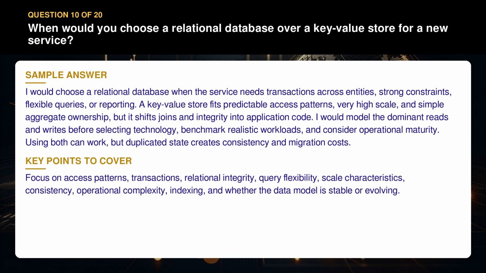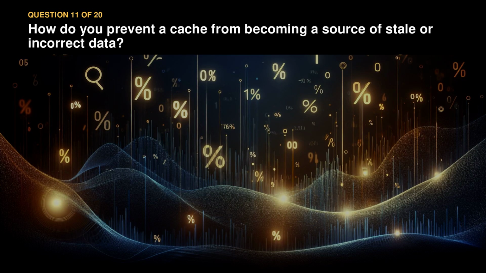Focus on access patterns, transactions, relational integrity, query flexibility, scale characteristics, consistency, operational complexity, indexing, and whether the data model is stable or evolving. Question 11. How do you prevent a cache from becoming a source of stale or incorrect data?